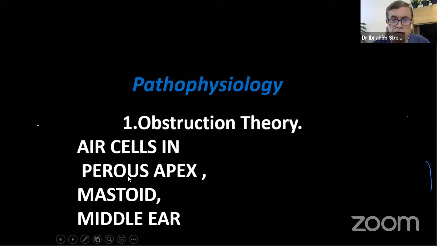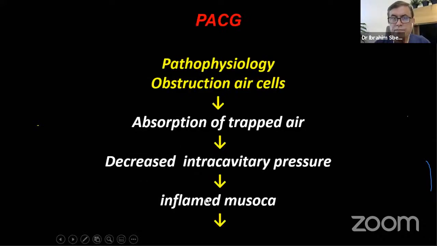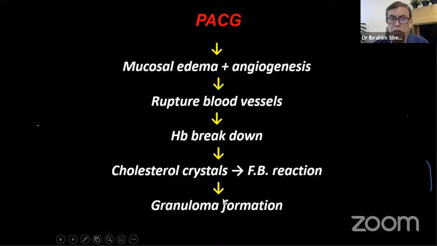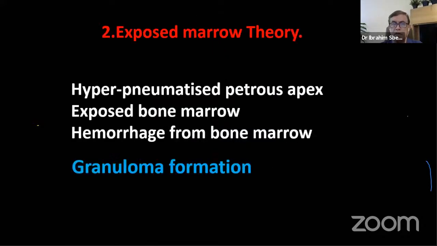As I said, we are referring to air cells in the petrous apex, in the mastoid, or in the middle ear. What happens there? There is obstruction of these air cells. Once that is obstructed, the trapped air will be absorbed. So the cavity would be decreased in that area. The mucosa will get inflamed. So the mucosa gets edematous, and there is angiogenesis of the blood vessels. Because there is new angiogenesis, the vessels would rupture. Once they rupture, they will release hemoglobin. Hemoglobin will break down and will cause cholesterol crystals. Immediately, that will be surrounded by foreign body reaction, and we get the cholesterol granuloma. Very feasible, acceptable theory.